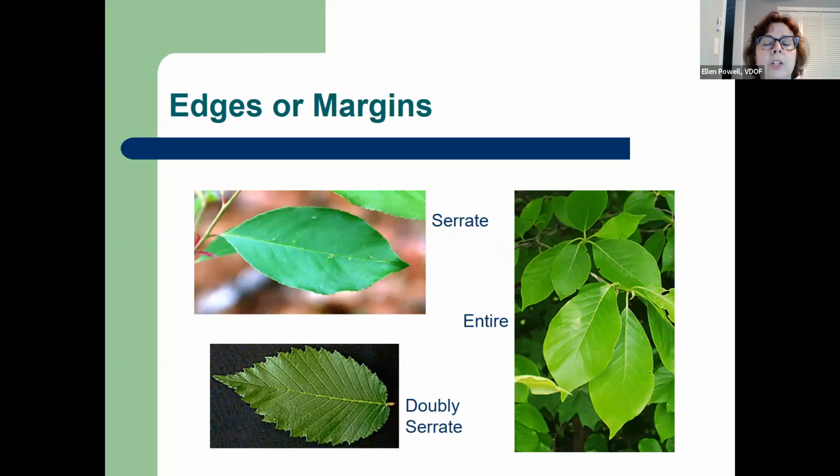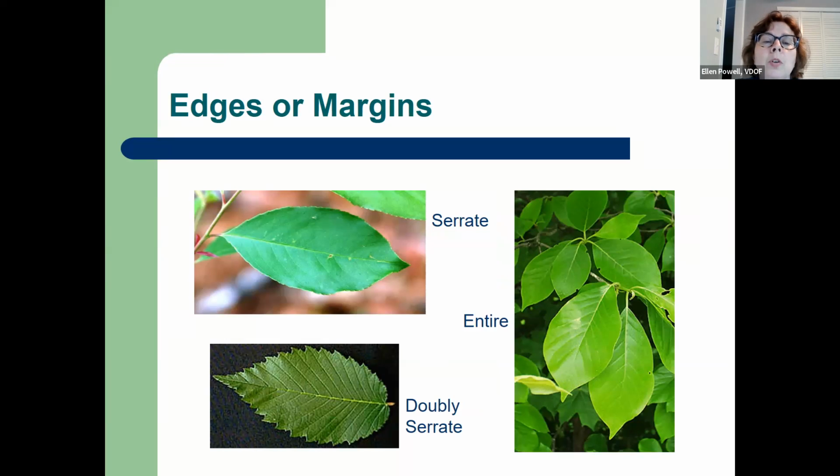So let's look at those edges or margins. Those can be very different as well. The picture on the right is what's called an entire margin. That just means it's smooth. It has no teeth, no nothing. Just a smooth edge all the way around.